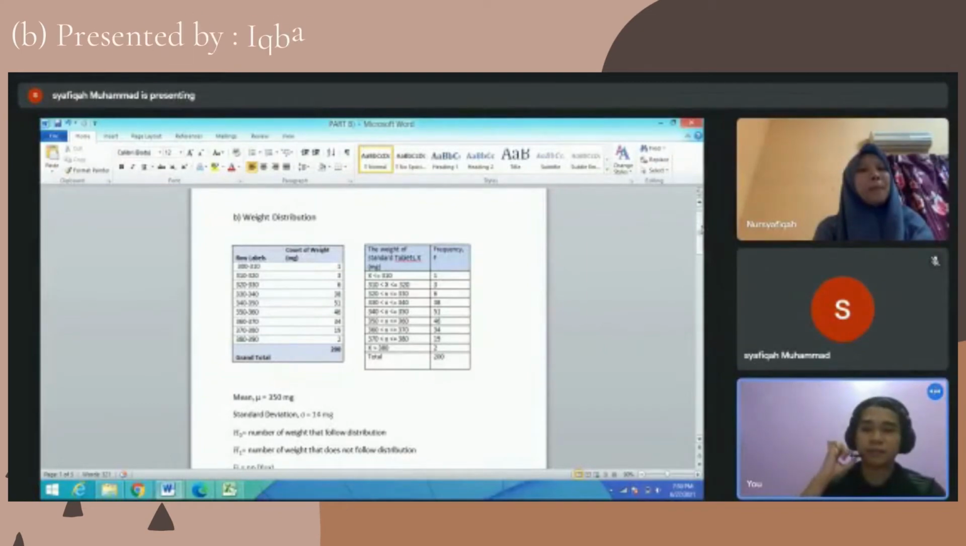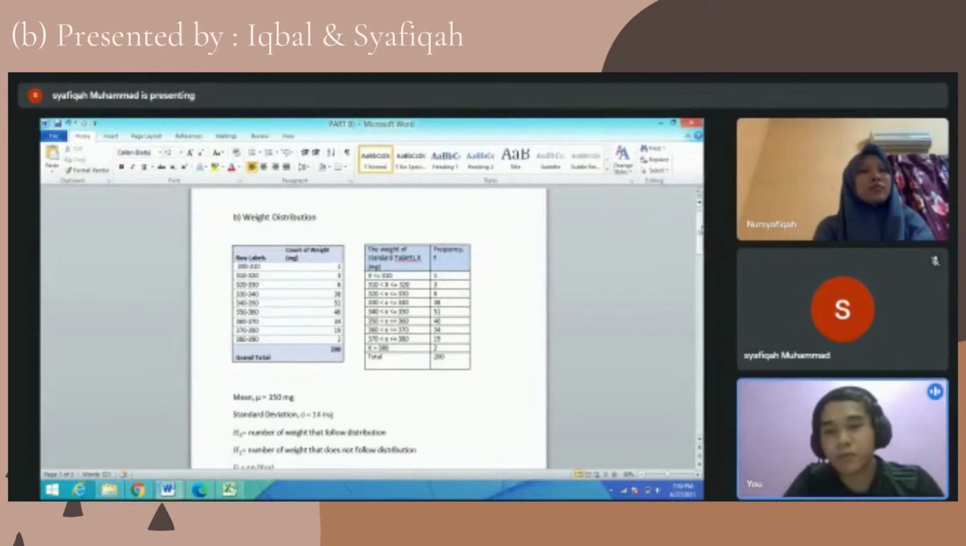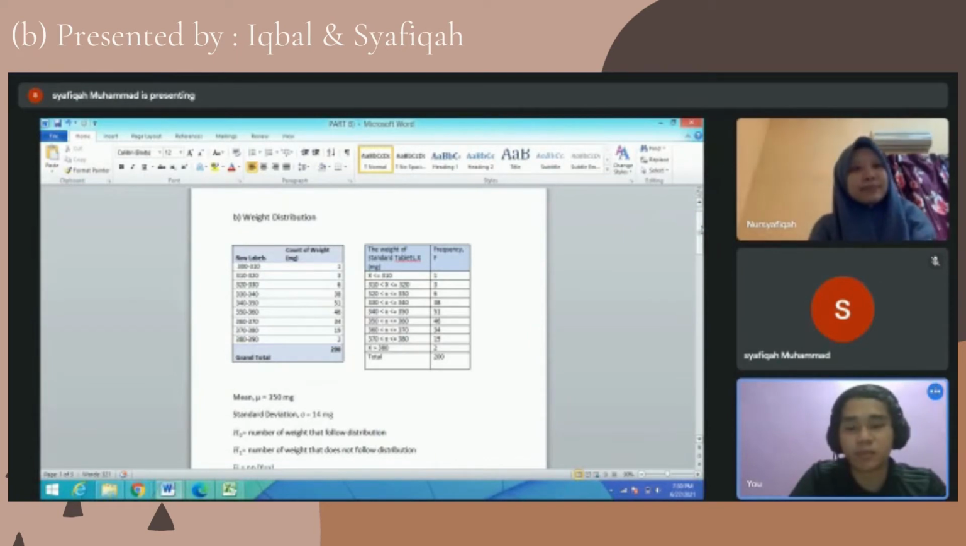So for this second question, we must find the weight distribution. As you can see, I have made the table of the range and the frequency. The question has given the mean and standard deviation, where the mean is 350 and the standard deviation is 14. In this question, we must do the hypothesis, where H0 is that the weight follows the normal distribution, and H1 is that the weight does not follow the normal distribution.